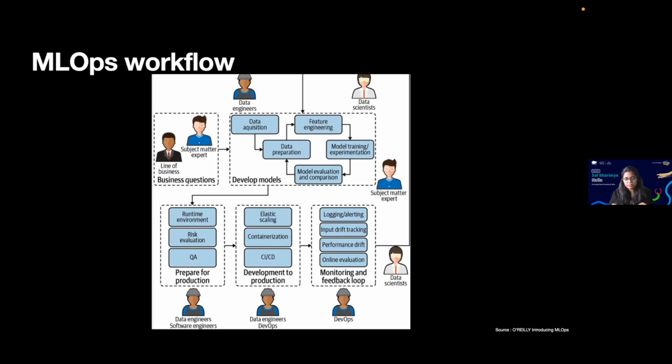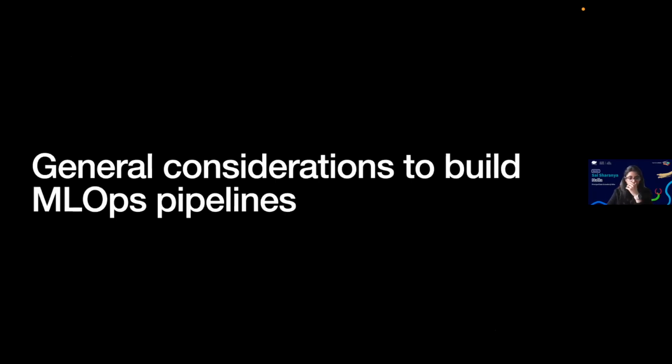And once the model is in production, then the next set of tasks is to make sure there are systems to ensure logging and alerting is set up, detecting drift, as well as performing online evaluation or offline evaluation, depending on the need. And as and when the new feedback comes in, then making sure there's a feedback loop to retrain the models and to ensure that the models are actually performing well with the newer data coming in. So these are in general the aspects which go into an MLOps workflow.